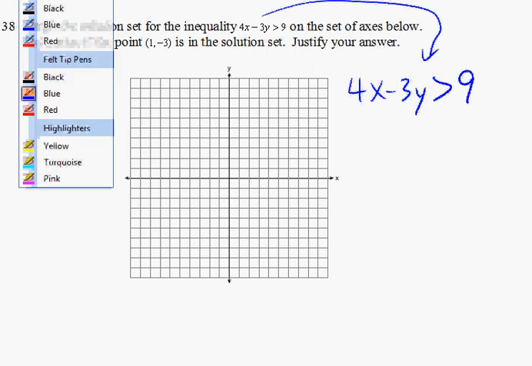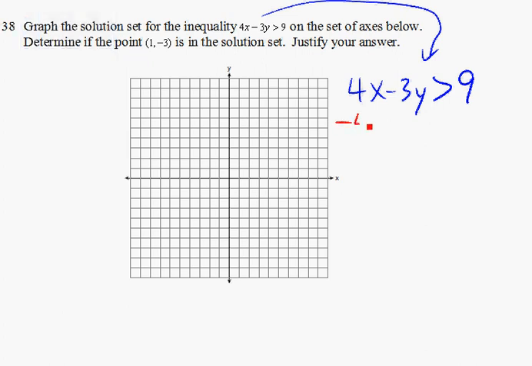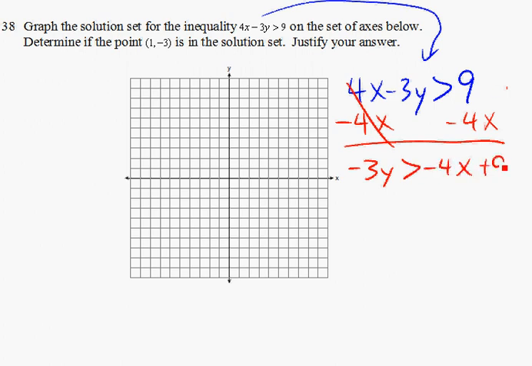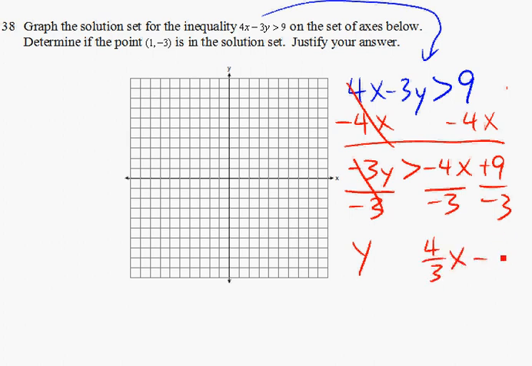Let's do so. Let's do a few steps over here. Let's first move the 4x over by subtracting it from both sides. This way you have just negative 3y is greater than negative 4x plus 9. And to get rid of the negative 3, we're just gonna divide by negative 3 on both sides. Okay. And we have y, and negative 4 divided by negative 3 is positive 4 over 3x, and 9 over negative 3 is minus 3.